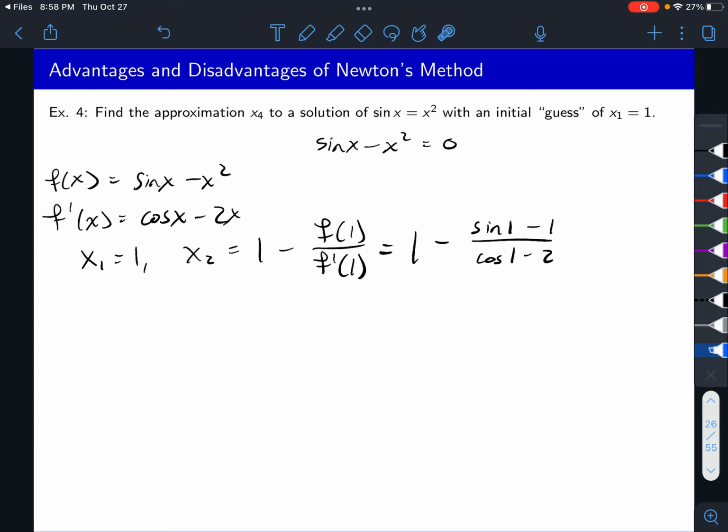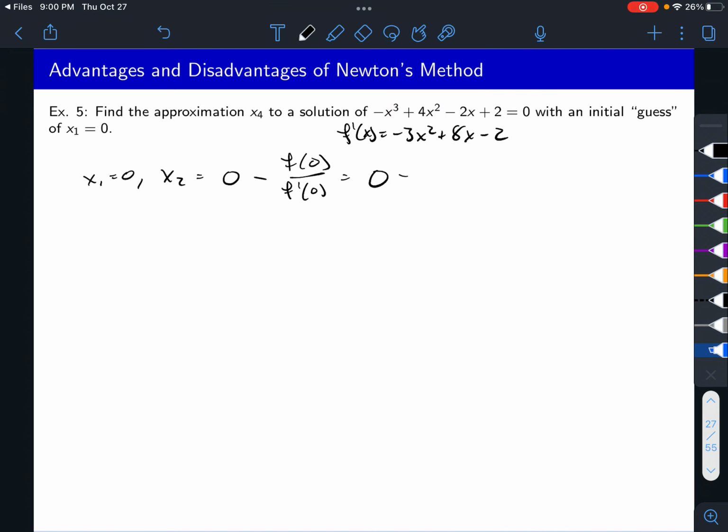x2 is equal to 0 minus f of 0 over f prime of 0. That's equal to 0 minus, all right, this is our f of x, right? So f of 0, all of this stuff would go away, and we're just left with 2. And then f prime of 0 would be equal to, well, all of these terms would go away, and we're just left with negative 2. So we get 0 minus 2 over negative 2. So that's just equal to positive 2 over 2, which is just 1. Great. So then our x2 is equal to 1.